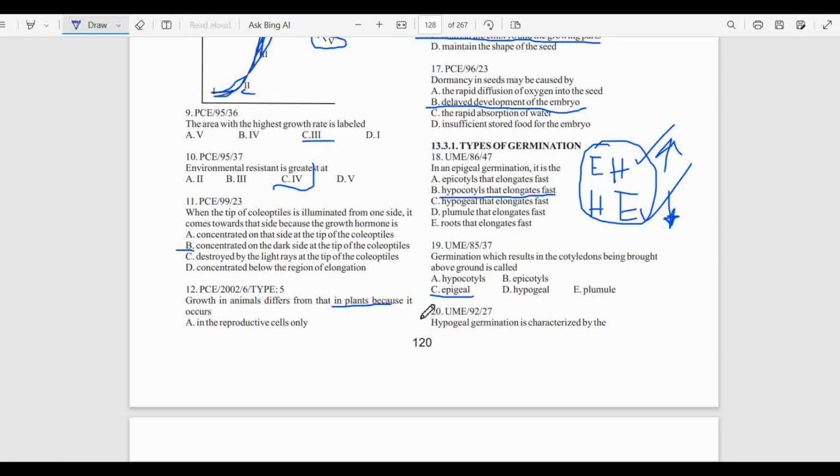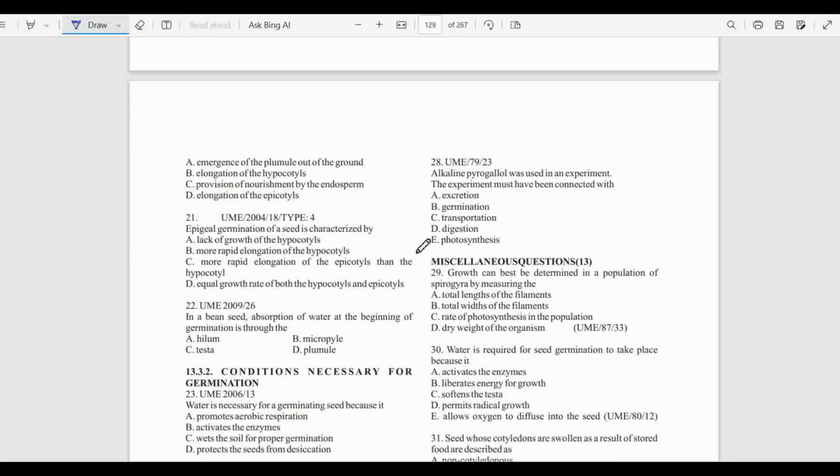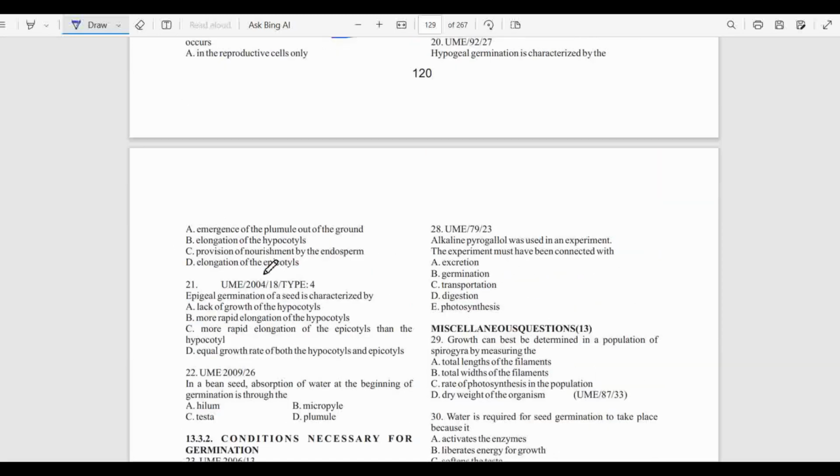Question number 20. Hypogeal germination is characterized by, it's still a repeated question now. Let's look at the code again. In hypogeal germination, you have the epicotyl growing faster and you have the cotyledons below the ground. So let's look at which of the options fits that description. D, elongation of the epicotyl.